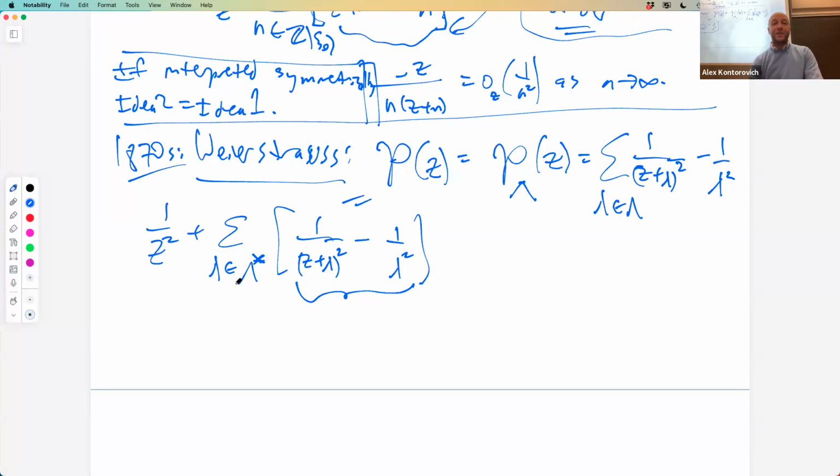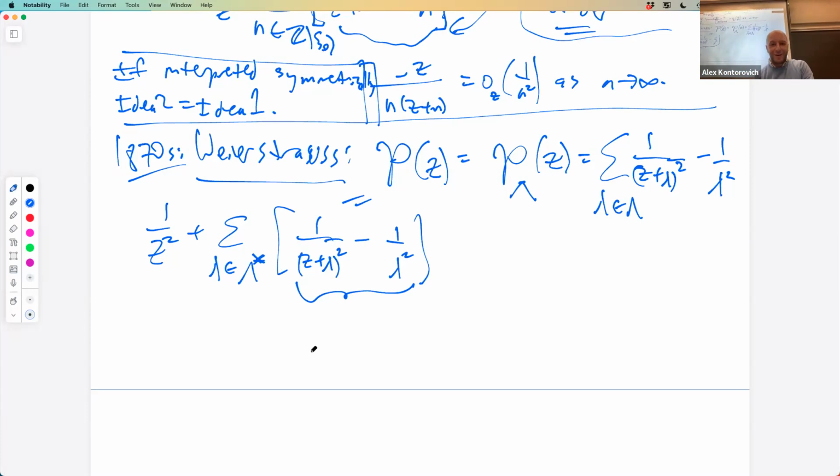Do we indeed have enough decay in order to be able to sum? Remember, we can sum as long as in lambda, this decays faster than 1 over lambda squared. Like 1 over lambda cubed would be perfectly fine, or 1 over lambda to the 2.5 as lambda goes out to infinity. Right? So what decay are we actually getting when we sum like this?